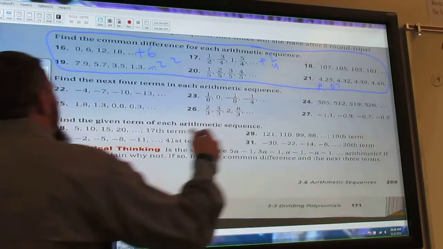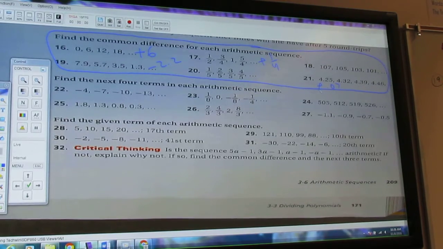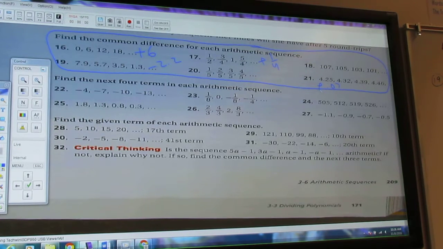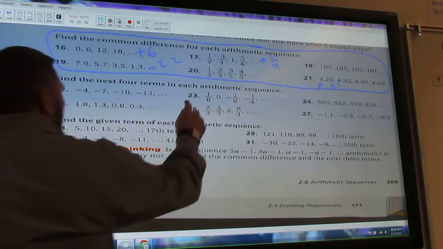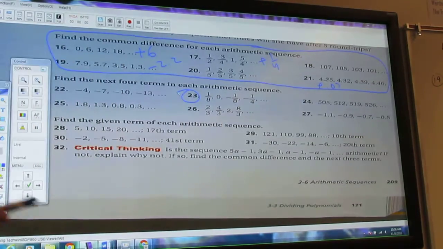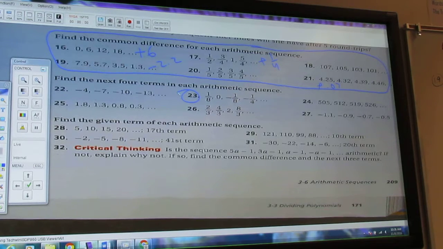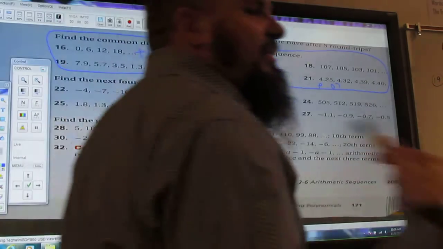Alright. What's next? Find the next 4 terms. So to be able to do this one, we've got to actually know what we're adding first. Then we have to add it to get to the next terms. Does that make sense? So let's look at 23. If I go from an eighth to nothing, how much did I take away? An eighth.